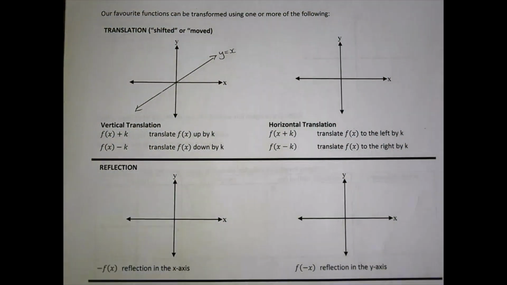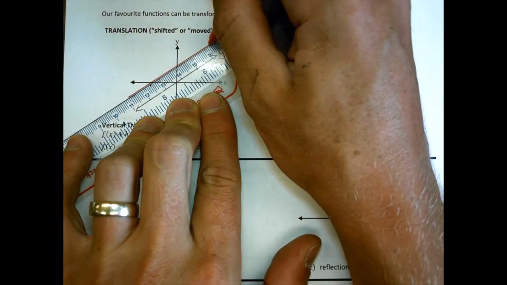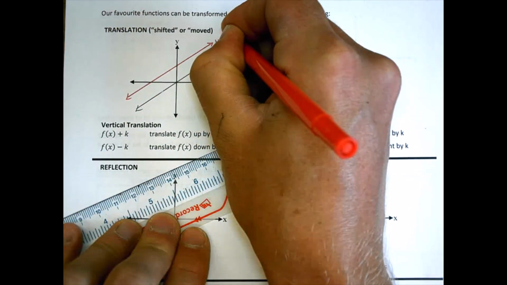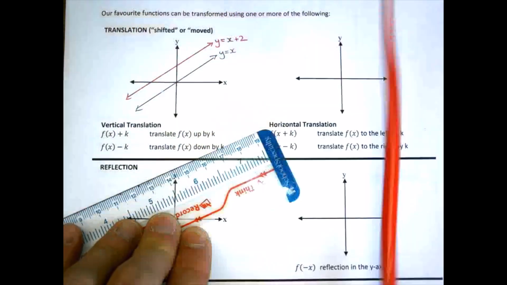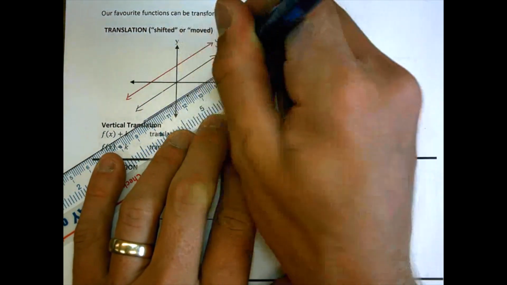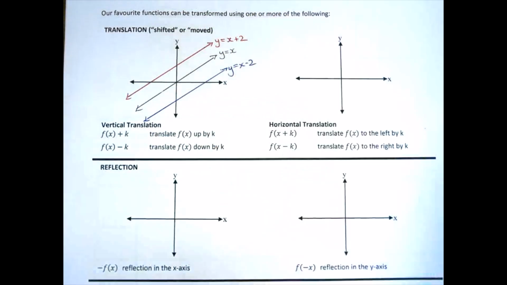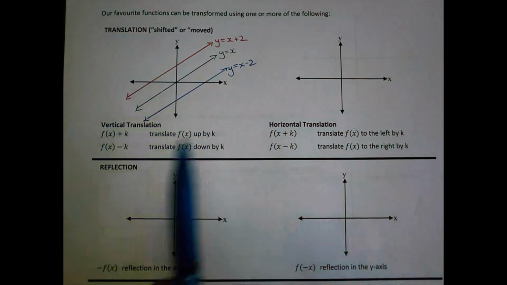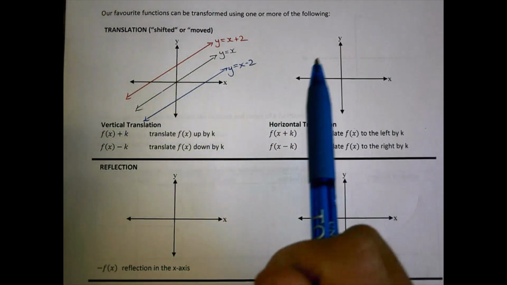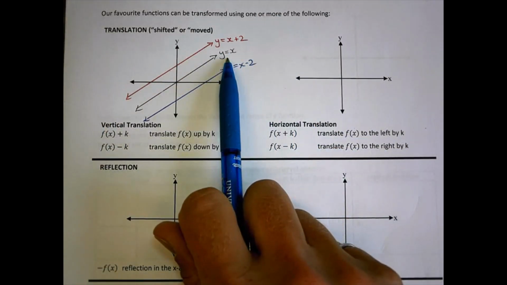So we will get out my red pen and we will move this up 2 units. So this line, the equation is the function x plus 2. Similarly, if I were to subtract 2, y equals x minus 2. This is why we didn't teach you y equals mx plus b anymore. y equals mx plus b is just applying transformations to the linear function.